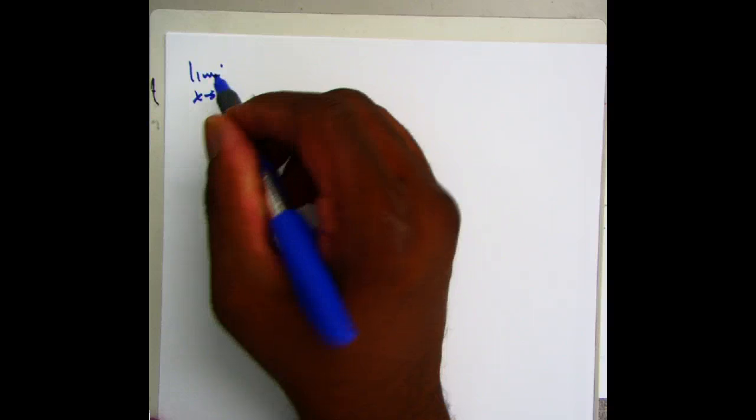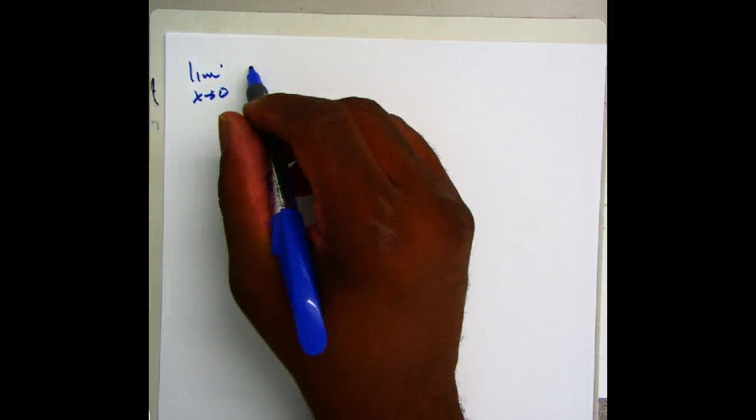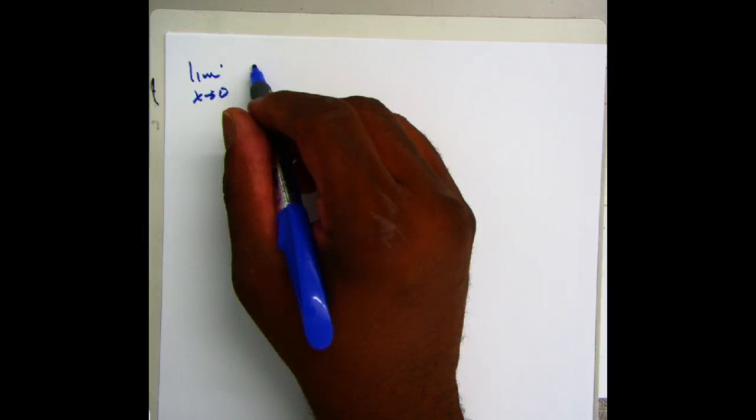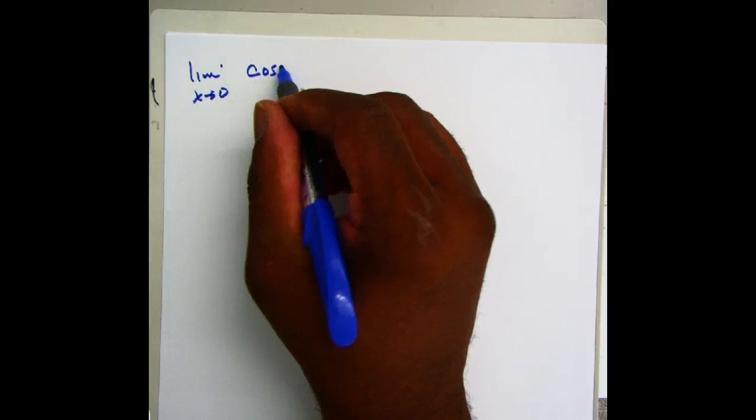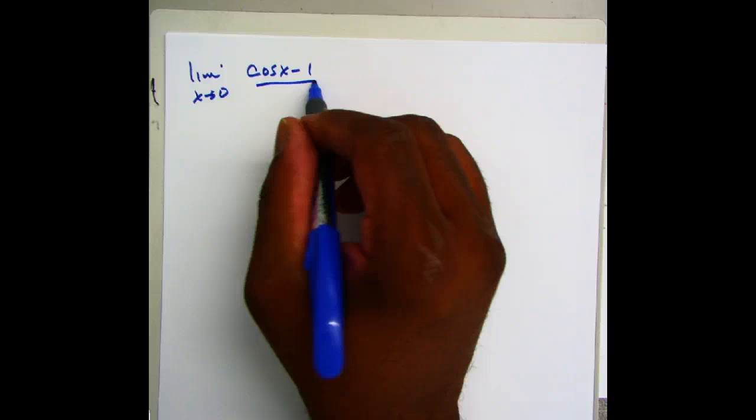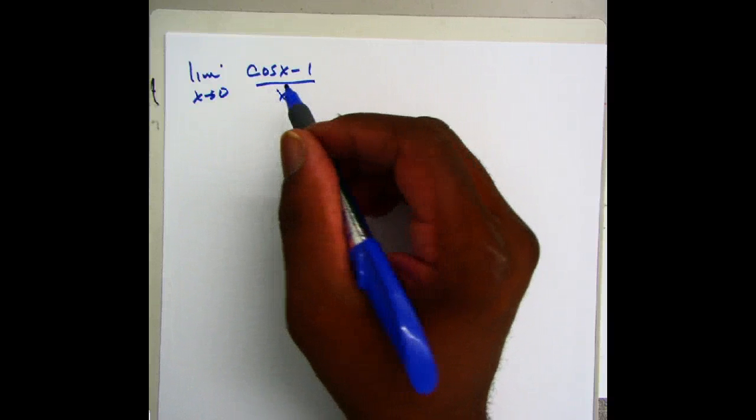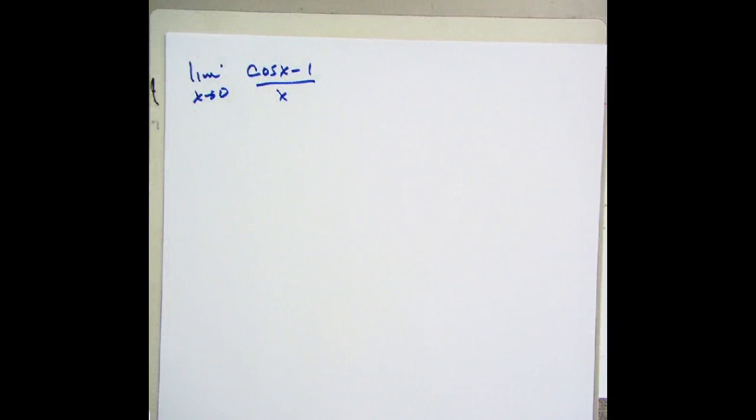Okay, how about this one? The limit as x goes to 0 of cosine of x minus 1 over x. There's also one at 0.